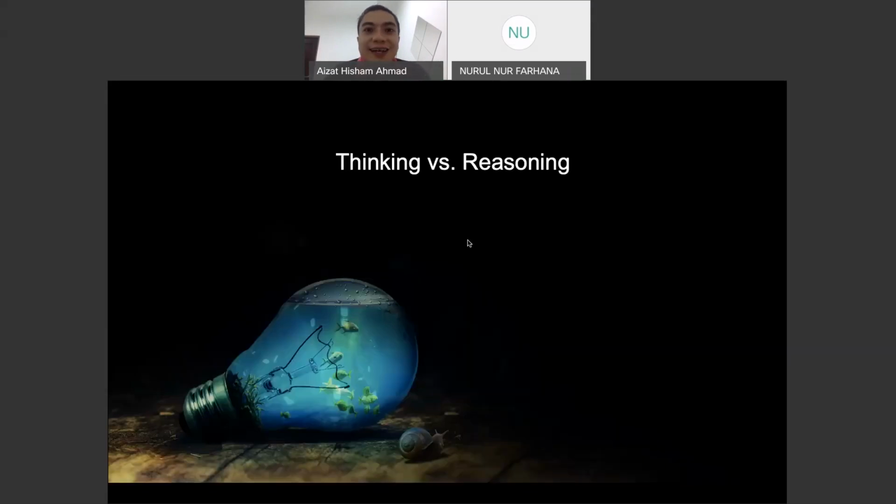Now, when you think about something, there must always be a reason why you think about it. Thinking versus reasoning. Before you think about something, it's very important to understand what you think and why you think about it. So the why of the thinking is the reasoning behind it, correct?